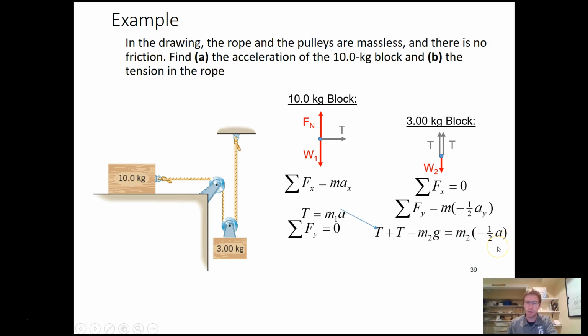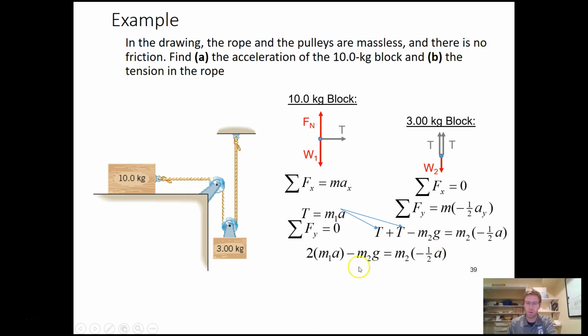From here, we don't know the tension and we don't know the acceleration, but we have two equations, both with tension and acceleration as unknowns. So guess what? We can solve a system of two equations. We're going to plug this tension into our other equation, not once, but twice. So now, instead of having 2T, we have 2m1a, since that's what tension is equal to. 2m1a minus m2g equals m2 times negative 1/2 a. And look at that, boy howdy.